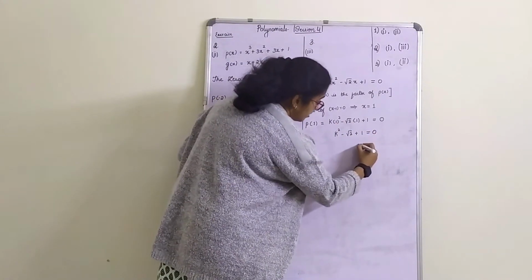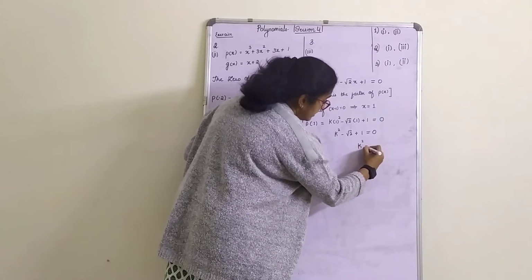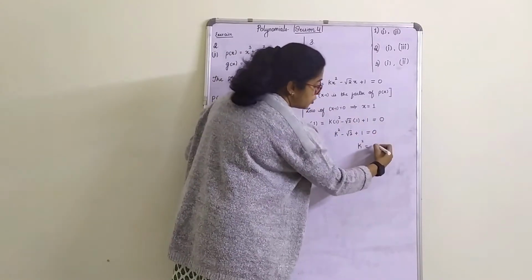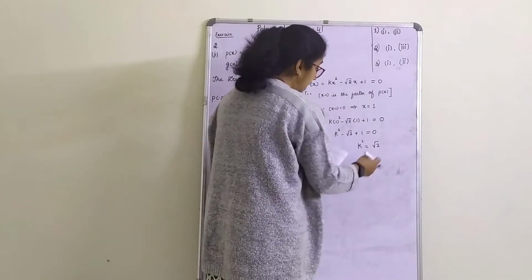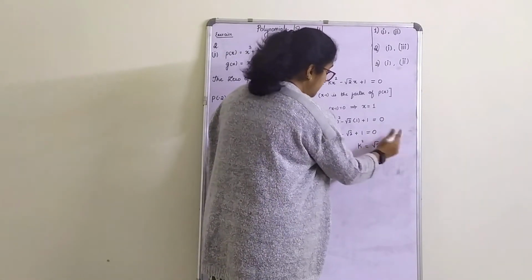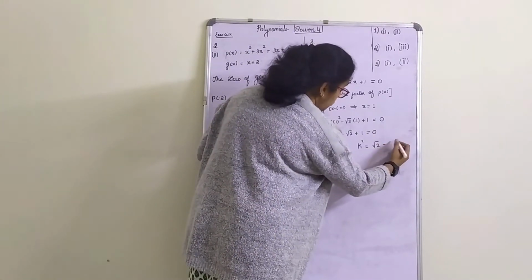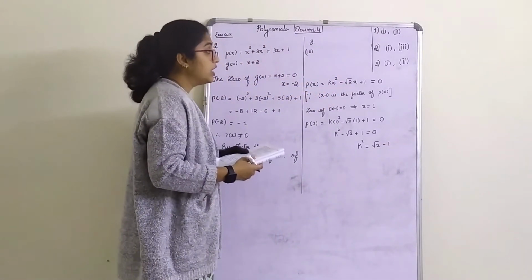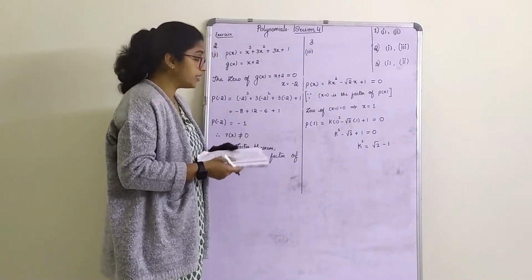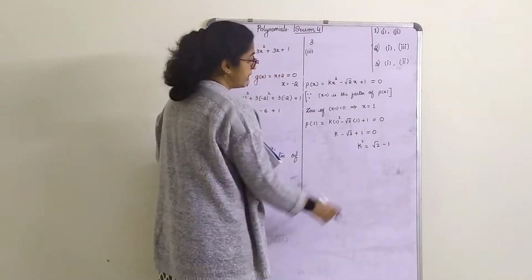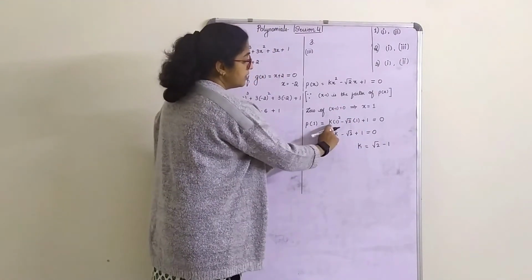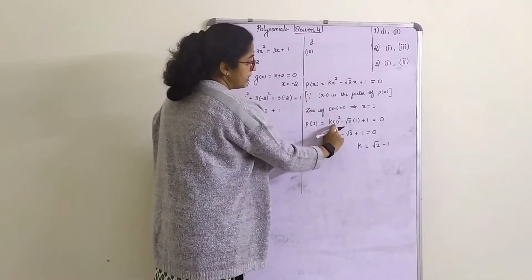Next, k square is equal to, transpose root 2 to this side. This is going to be root 2 and this one is going to be minus 1. Okay. Now what we have to find is the value here. It is not k square, children, it is kx square. Yeah, k into minus 1, I wrote k square here.